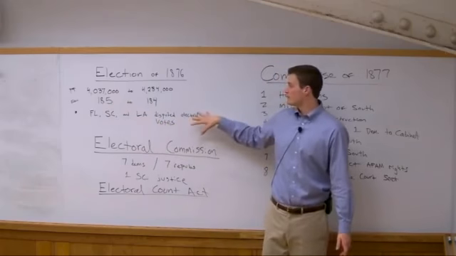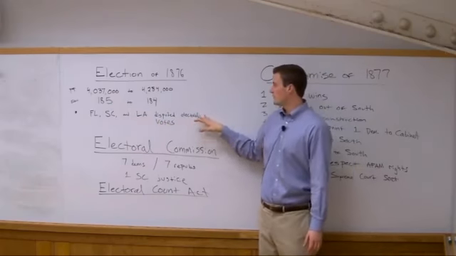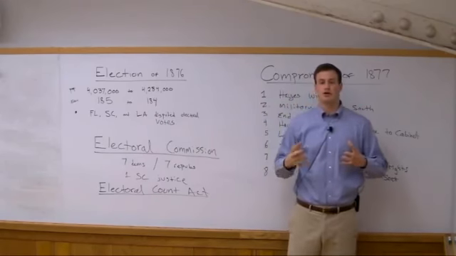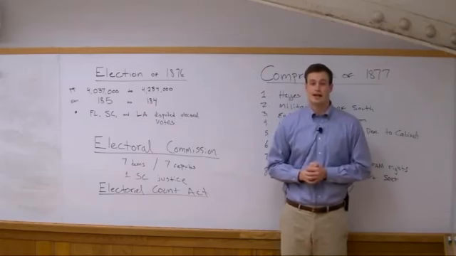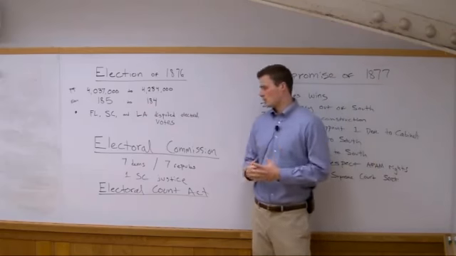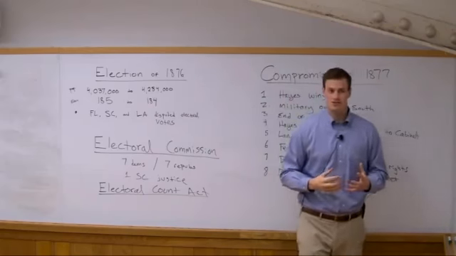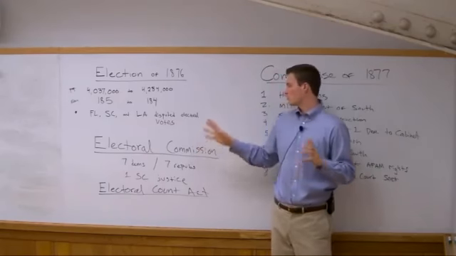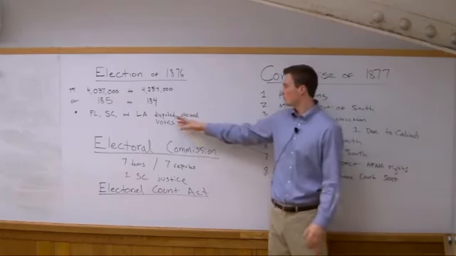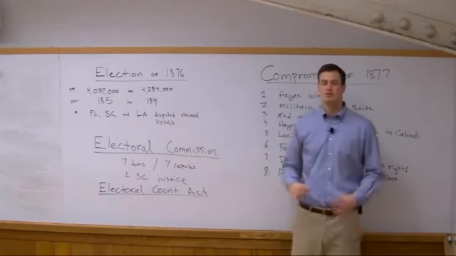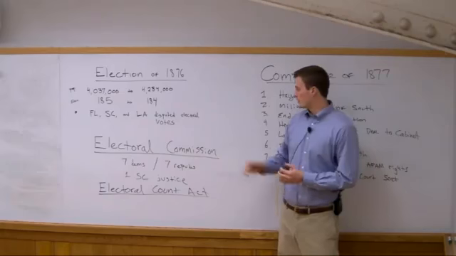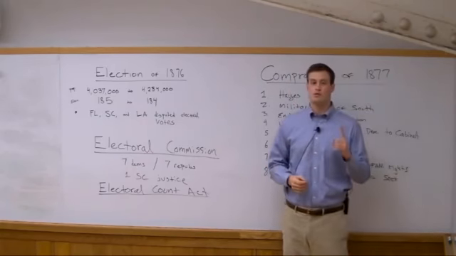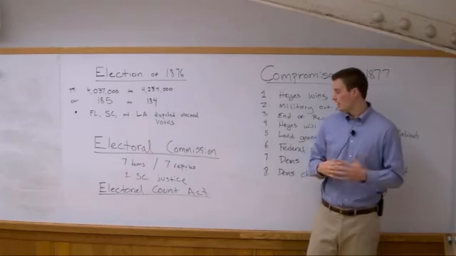And as you can see, Florida, South Carolina, and Louisiana have disputed electoral votes. So they are not going to be able to make a call on this election because neither candidate has a majority. So, in order to solve this, the Electoral Commission was formed to decide where these 20 disputed votes go. The Electoral Commission was composed of 7 Democrats, 7 Republicans, and 1 Supreme Court justice.